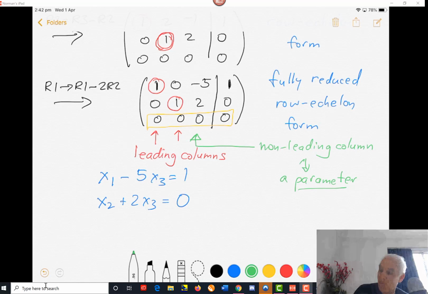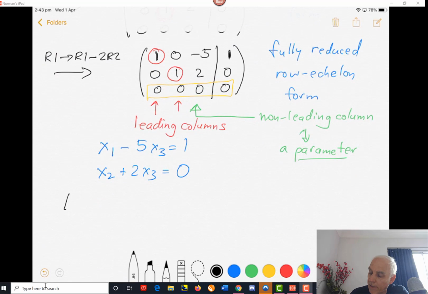Because if we look at these 2 equations, we see that x1 minus 5x3 equals 1, x2 plus 2x3 equals 0. There's a degree of freedom. Like we could let x3 be anything we wanted to. And then x1 is going to be determined in terms of that, and x2 is going to be determined in terms of that. That's exactly what we're going to do. We're thinking about this third variable, which corresponds to the third column or the non-leading column, as being free. It's unconstrained. It can be anything it wants.